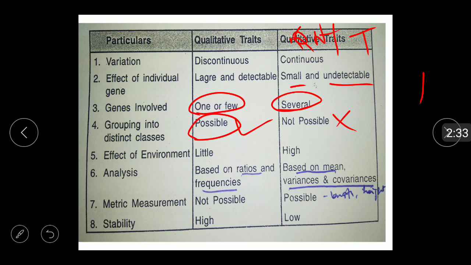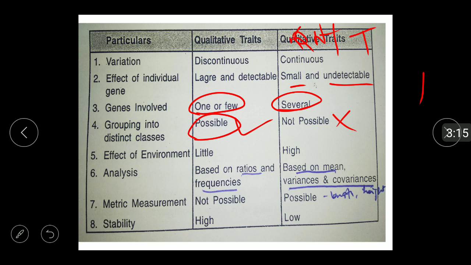Coming to environmental effect, it's a little in qualitative traits and high in quantitative traits. Environment plays a high role in quantitative traits because they are highly influenced by environment compared to qualitative traits. As you already know, quantitative traits like yield are highly affected by environmental characters. If the environment is not favorable, there will be a very drastic reduction in yield. So environment plays a major role in quantitative traits.